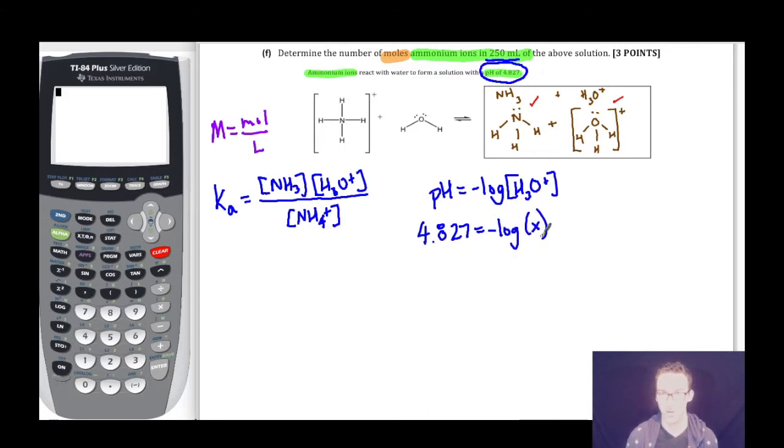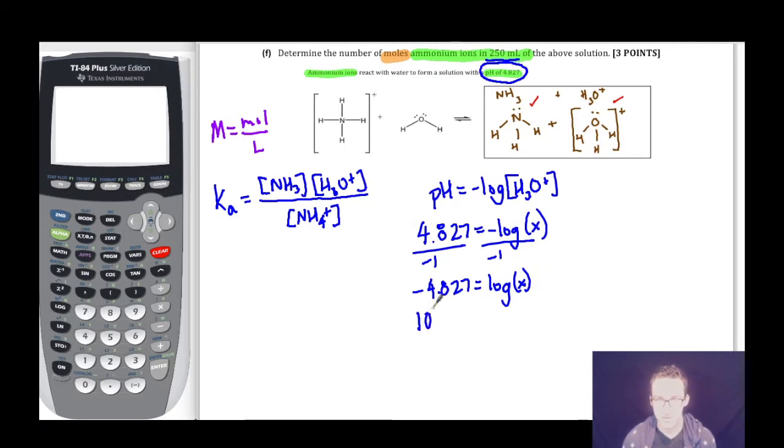So how do I solve for x? The easiest thing I can do, or the first thing I can do pretty easily, is just divide each side by -1. So we get negative 4.827 equals log of x. So essentially here, to cancel out log, or to solve for x, because we're working with common logs here, it's going to be 10 to the negative 4.827 is equal to x. We plug that into our calculator. You can find that button underneath the log button there.